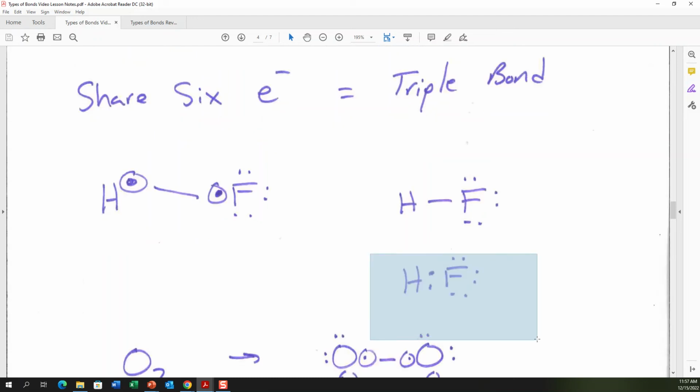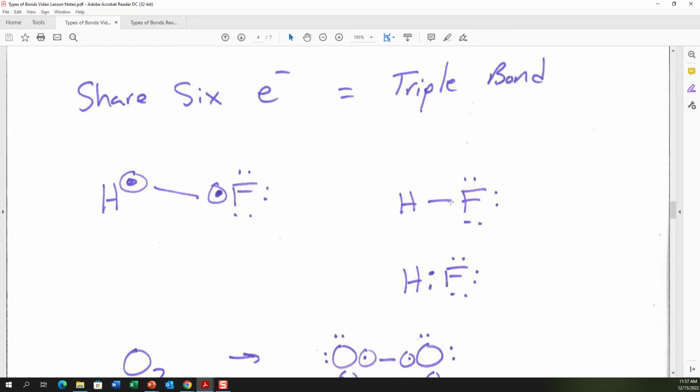So one way to show it is like this. 2 dots between 2 atoms is a single covalent bond. But a lot of times we'll draw it like this, a dash. A dash means 2 dots, 2 electrons being shared. Right? That's what's going on there. So that's a single covalent bond.